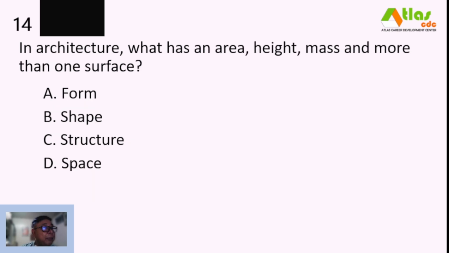Number 14. In architecture, what is an area, height, mass, and more than one surface? A. Form, B. Shape, C. Structure, and D. Space.